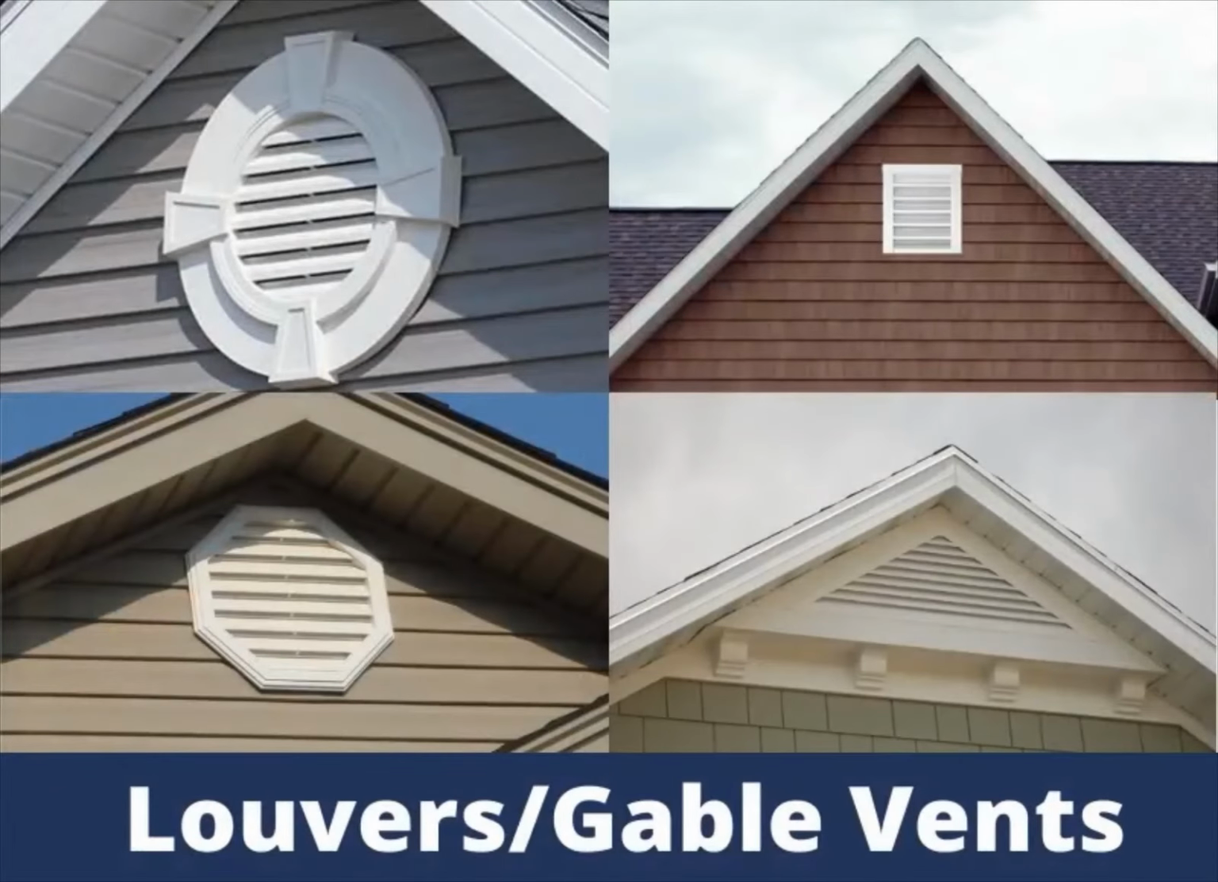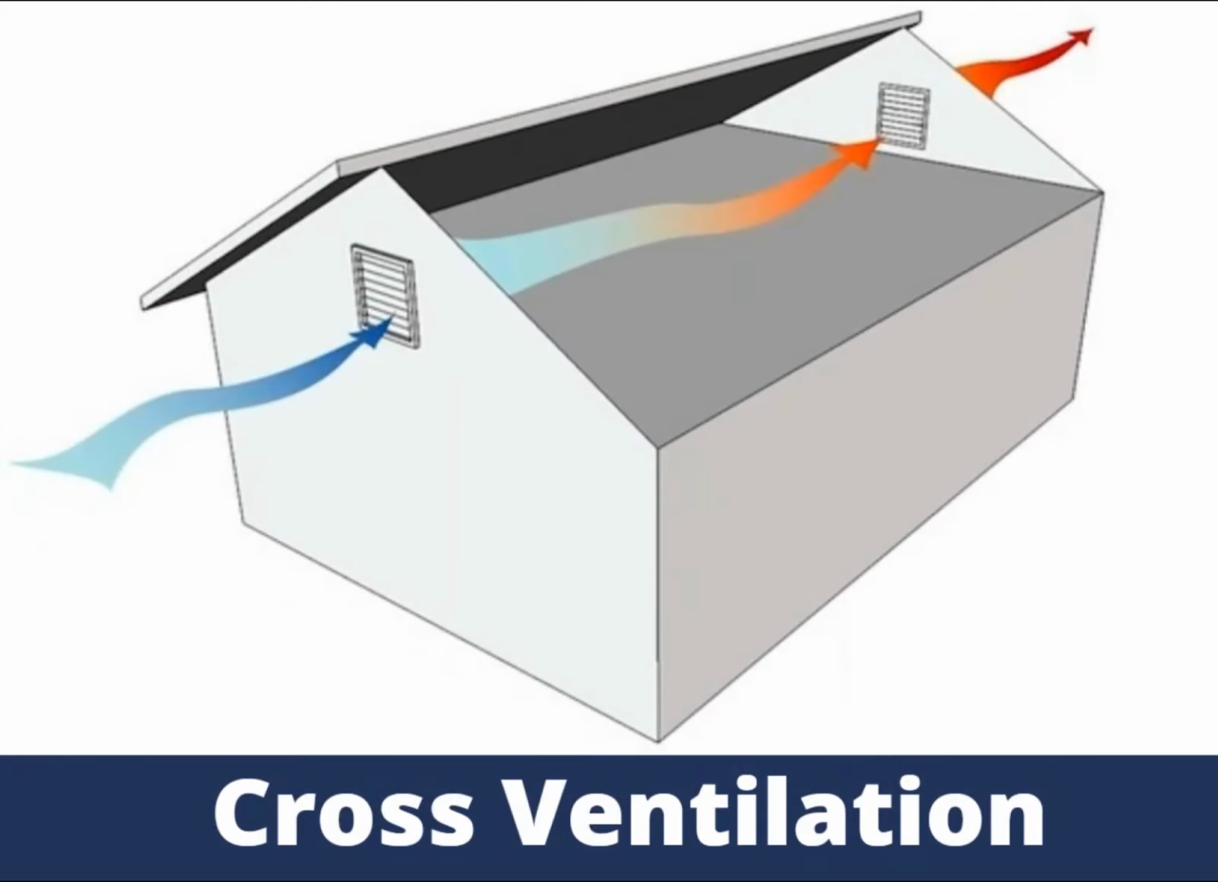Louvers, also known as gable vents, are the most common type of cross ventilation system we see here in Connecticut. They come in different sizes and shapes, as you can see from the pictures. The airflow in your attic in this type of system is going to move horizontally. The goal is to get it to move from one side of your attic all the way across to the other side of the attic before it exits.